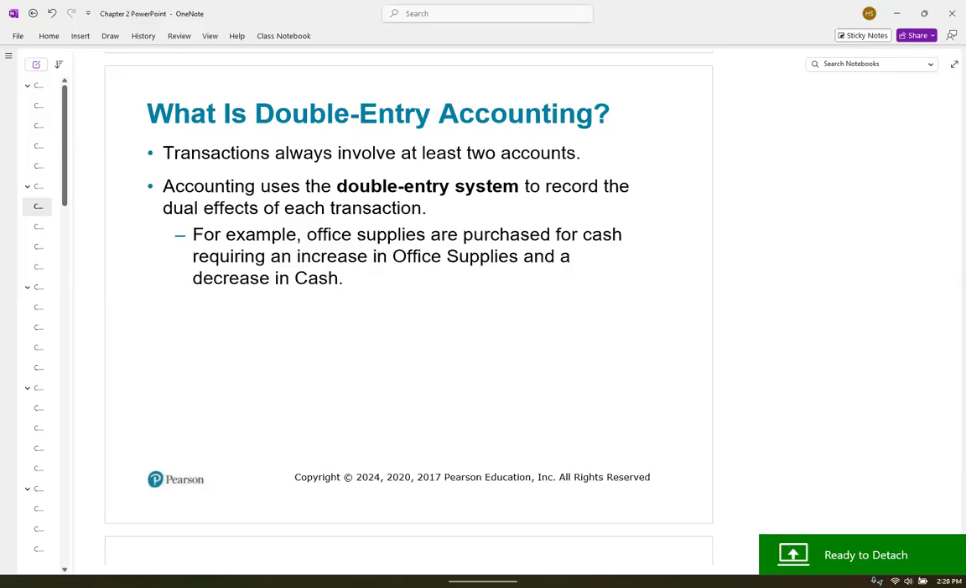Sometimes it's easy to figure out one of the accounts, and then you can sometimes reason the other half of the equation. I tell students to do that because it's better to get it halfway correct than be completely wrong. Always try. So they give us an example. Office supplies are purchased for cash, requiring an increase in office supplies, which is an asset, and a decrease in cash, which is also an asset.